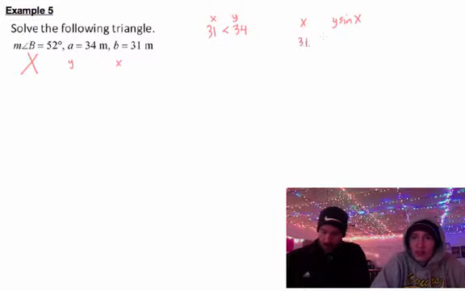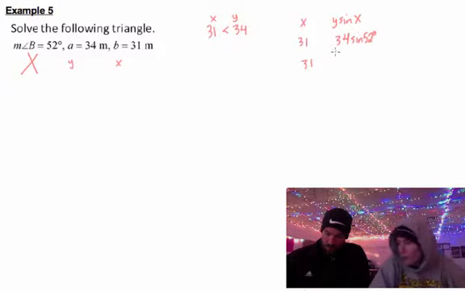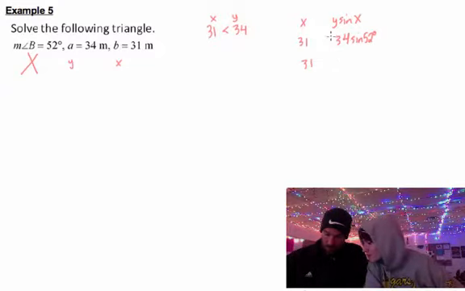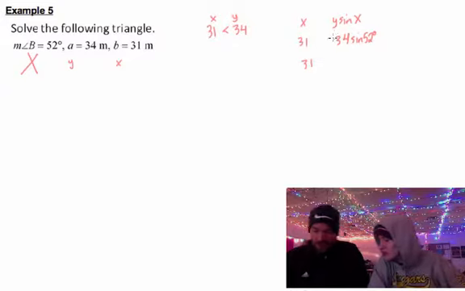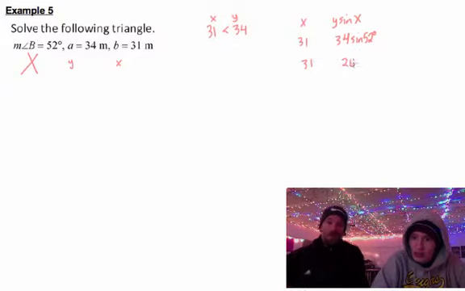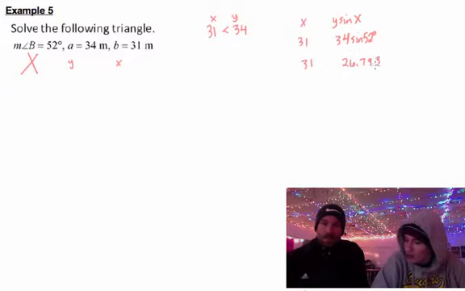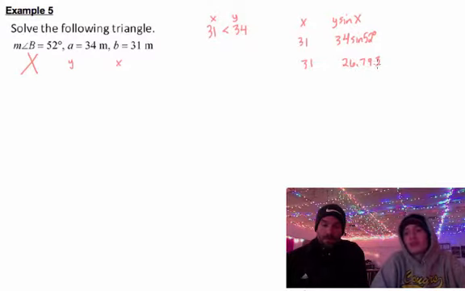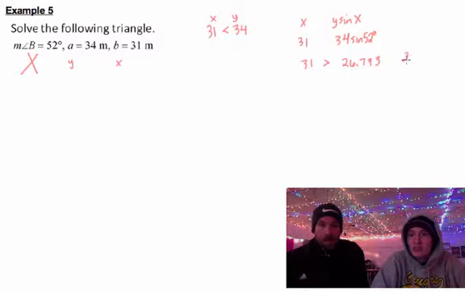So x is 31. This will be 34 sine 52 degrees. So 52 degrees. 34 sine 52 degrees. There you go. 26.79. Yeah, but we just basically need that 26 part. So X is larger. That's a bigger than situation, which means 2 triangles exist.